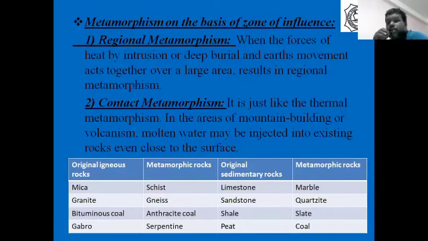Now, original sedimentary rocks like limestone get transformed to marble due to metamorphism. Sandstone gets transformed to quartzite due to metamorphism. Shale gets transformed to slate. Peat gets transformed into coal due to metamorphism.